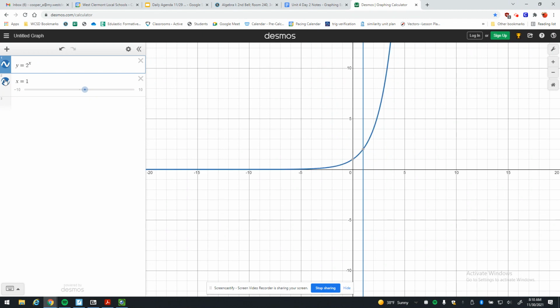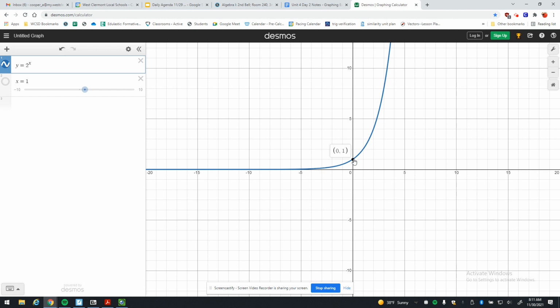Now I have a question for you. Is this growth or is this decay? It's growth. It's getting bigger. It's doing that J shape. Now, Desmos gives us that point. You graph it. 0, 1.